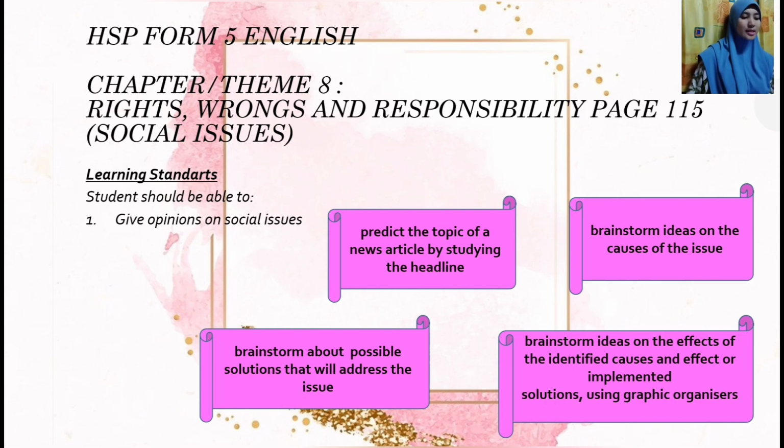It means predict the topic of a news article by studying the headline. Moreover, students can brainstorm ideas on the causes of the issues, brainstorm about possible solutions that will address the issues, and brainstorm ideas on the effects or identify causes and effects of implementing solutions using creative organization.